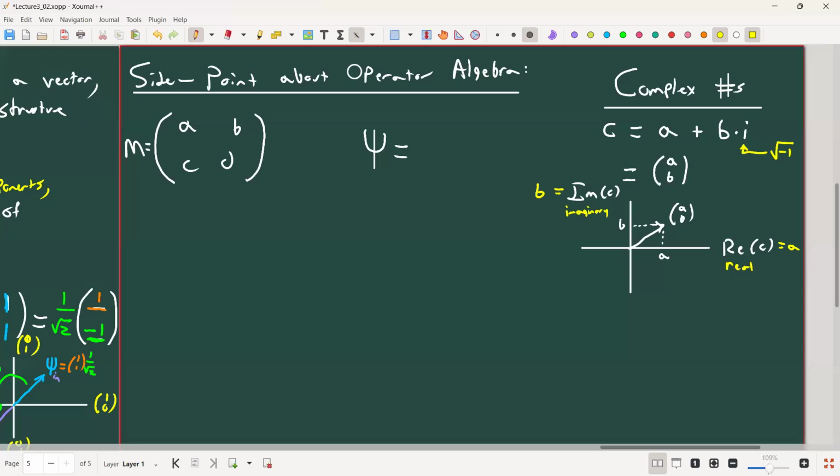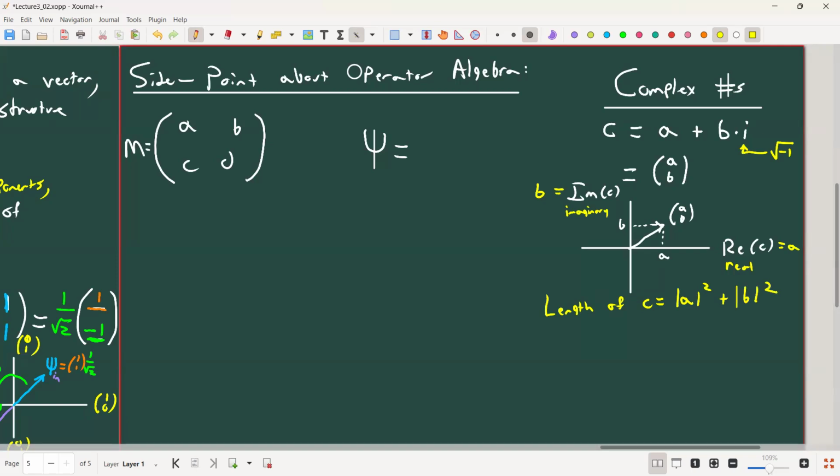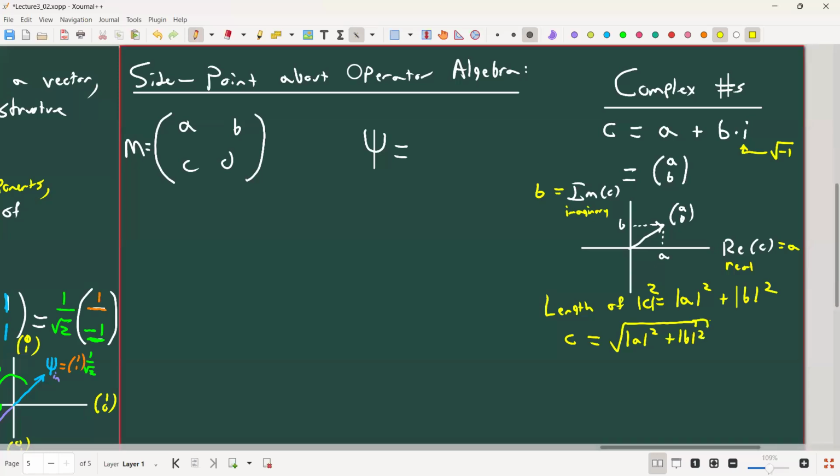So what's the length of that vector? The length of C is A squared plus B squared, absolute value. Sorry, C squared is equal to A squared plus B squared. So the length of C is equal to the square root of the absolute value of A squared plus the absolute value of B squared. This should look a lot like our normalization of vectors, except these could be any length.